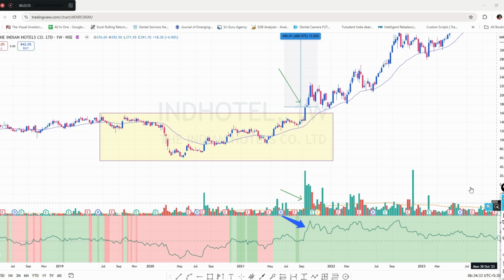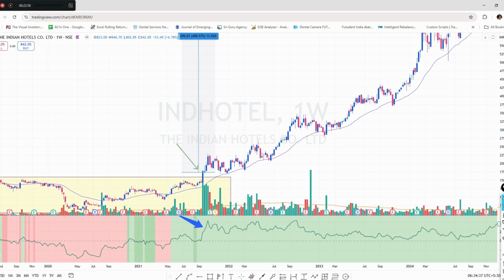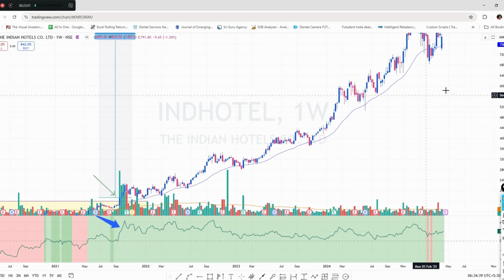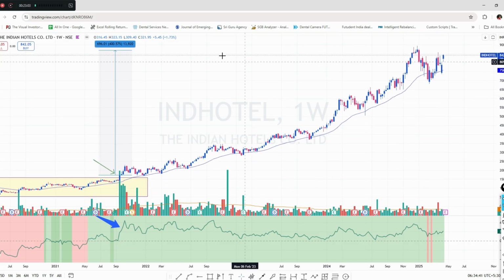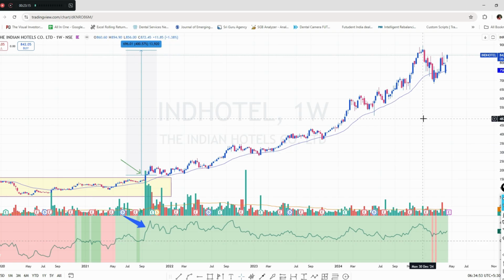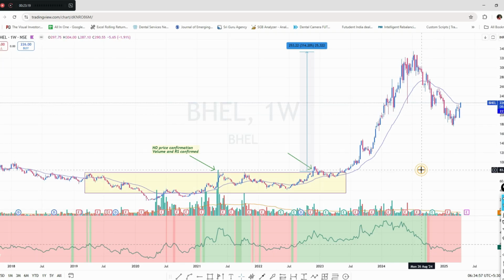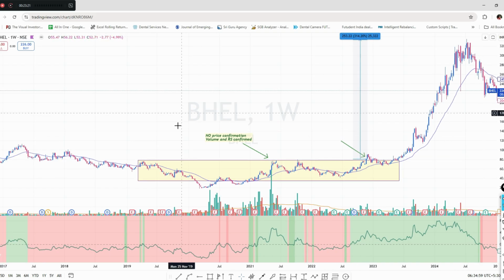Once the stock breaks out, it starts to give a tremendous move above the 30-week moving average, and a few weeks ago it had given around a 400% move. So this is the power of trading the Stan Weinstein framework. And the next stock I'll be discussing is Bell.